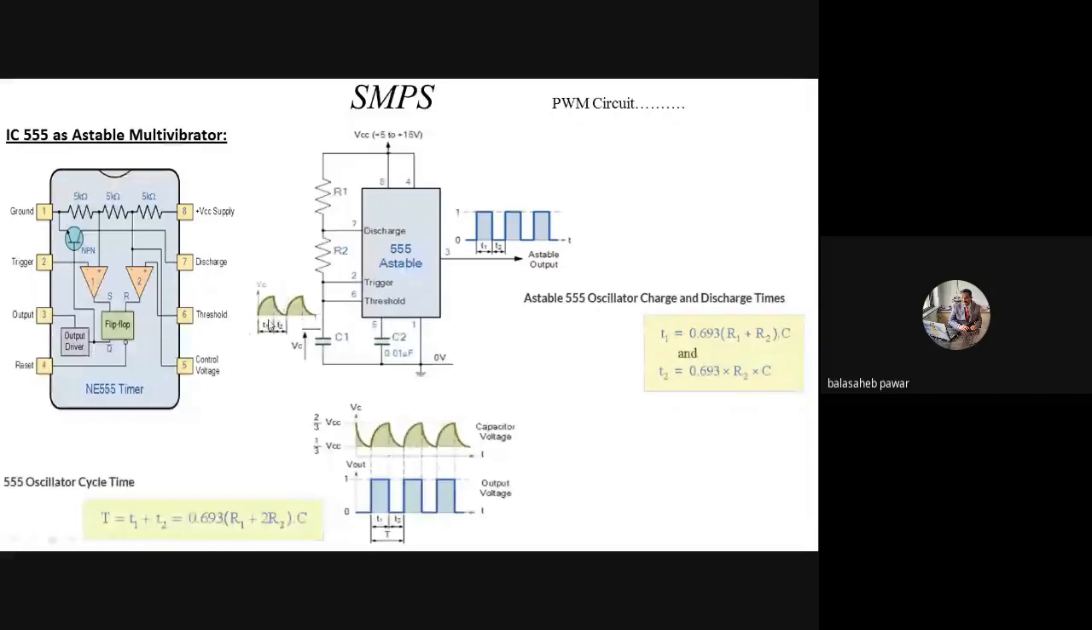So see, in this diagram also you will observe, when the charge stored by capacitor C1 is less than 1/3 of VCC, what will be the output of the first comparator? When the charge stored by capacitor C1 is less than 1/3 of VCC, the output of the comparator will be positive. Do you agree with this?